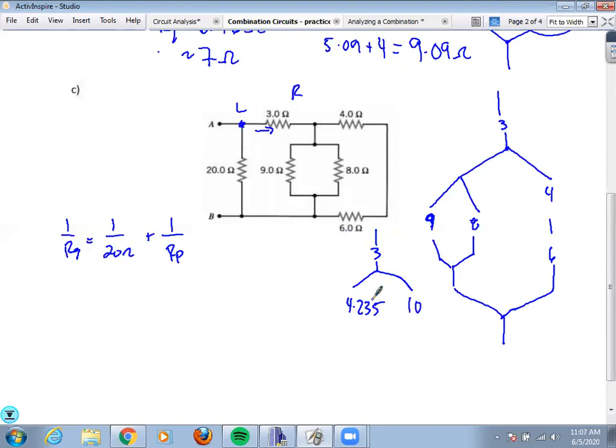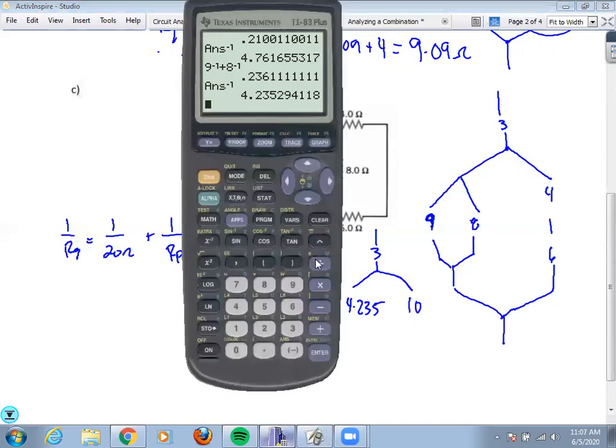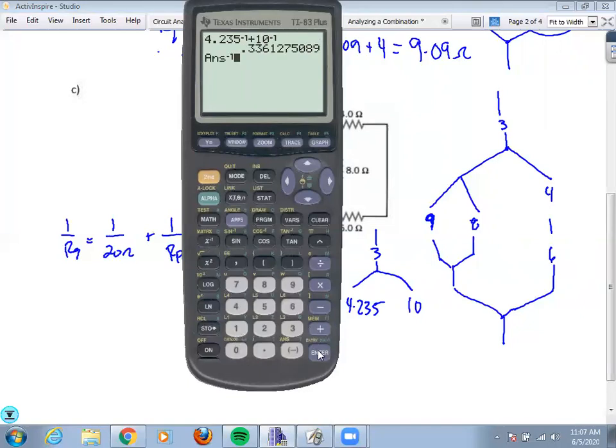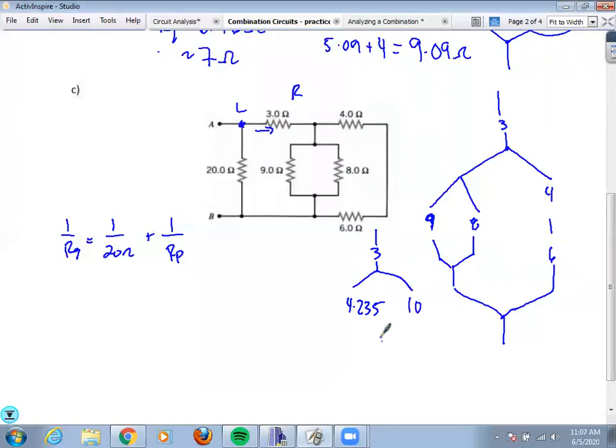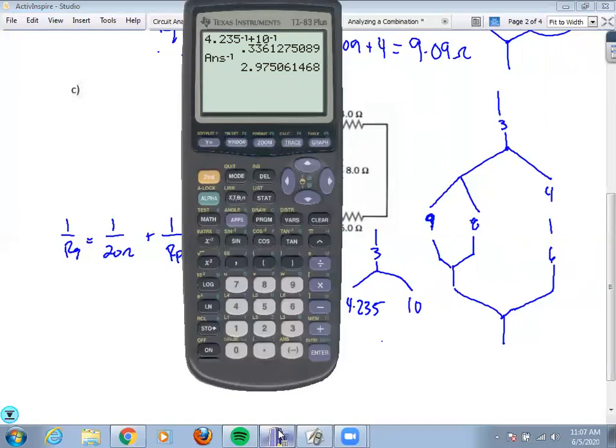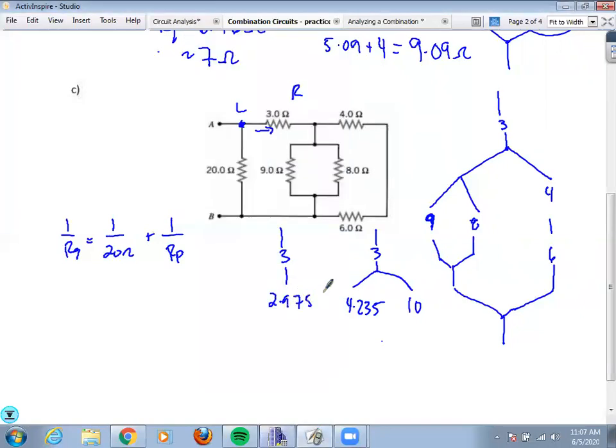Okay, so now we're going to add this in parallel. So 4.235 reciprocal plus 10 reciprocal, and reciprocal that, you get 2.975. So this whole right side boils down to the 3 being in series with 2.975, which gives us our parallel, which is 5.975 ohms. So this whole right side is 5.975.